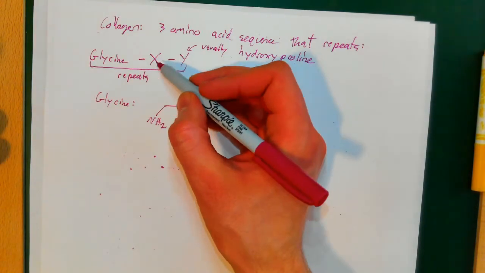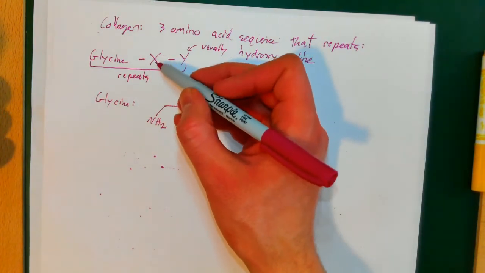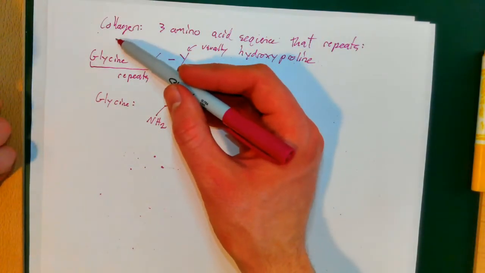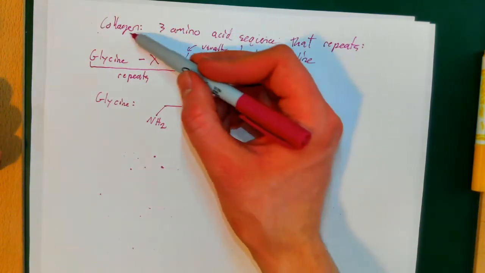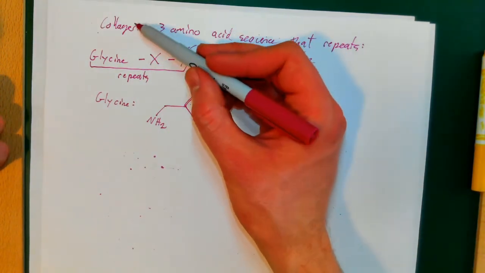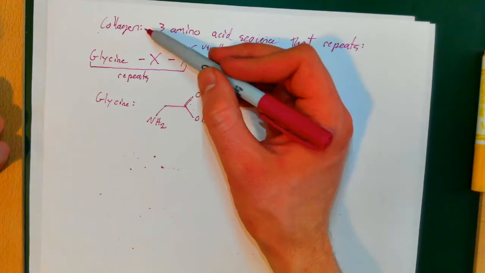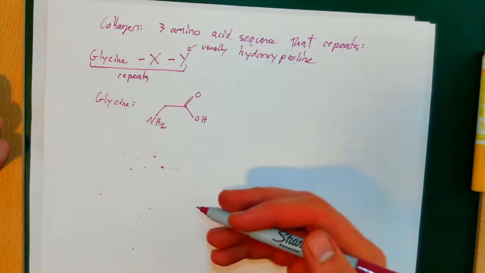X can be variable, right? It's not always the same thing, and there are different types of collagen, at least 10 or 11 different types of collagen in our bodies and in other mammals. So, exactly what type of collagen depends on sort of what this X is.